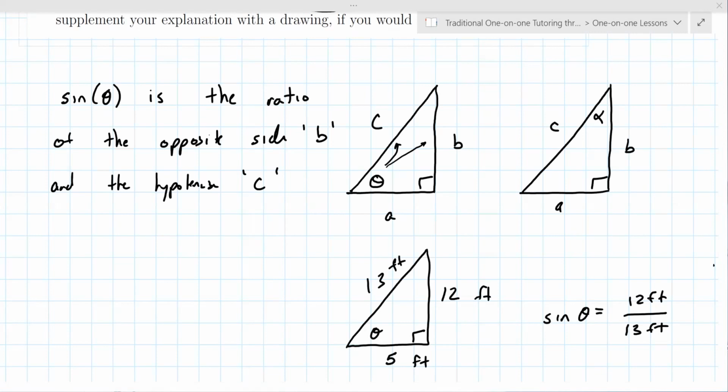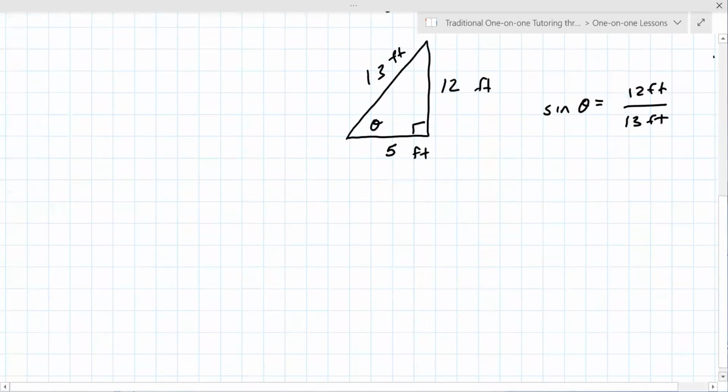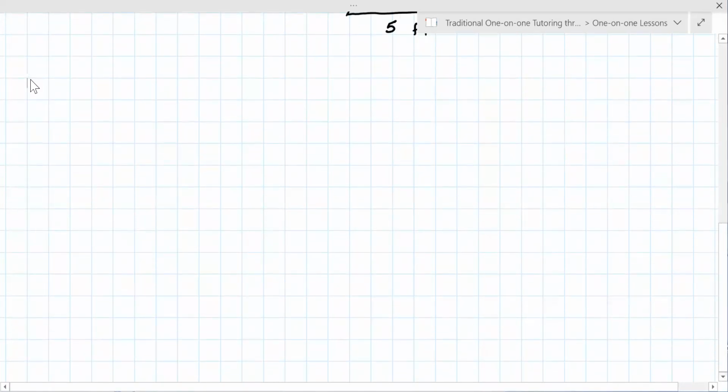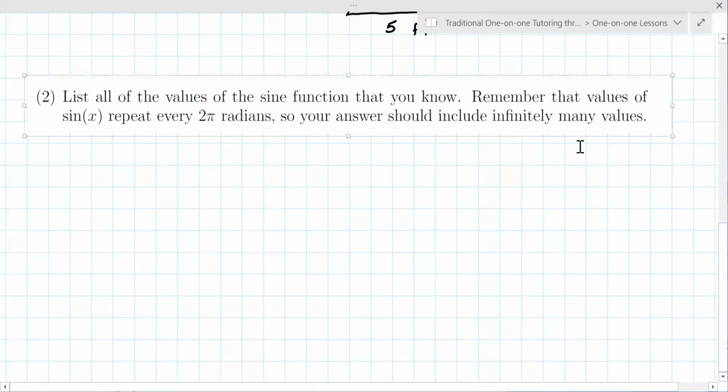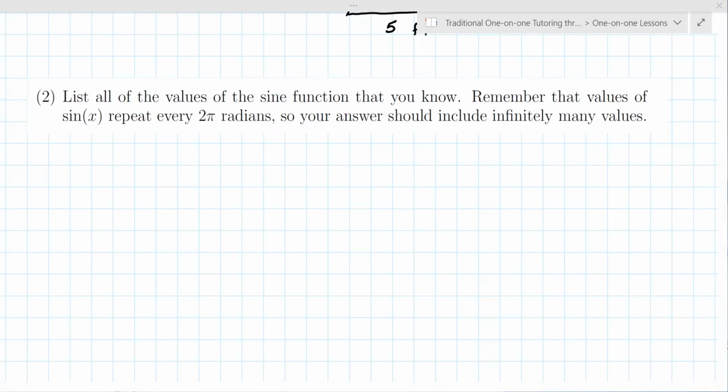All right, I feel like that's good. Sufficient. All right. List all the values of the sine function that you know. All right, and I'm going to supplement this with a picture of the unit circle and then provide the answers that they're looking for here. Let me do this.